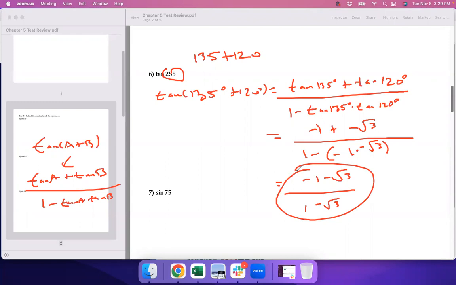Now, if you were to work out tan of 255, you do get 3.73, and it's in the third quadrant, so it should be positive, 3.732. If I do negative 1 minus root 3 divided by 1 minus root 3, you do get 3.73. So I know it works out.